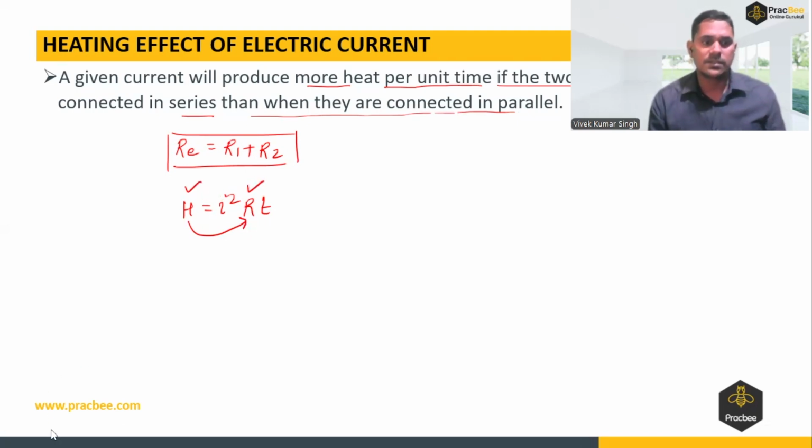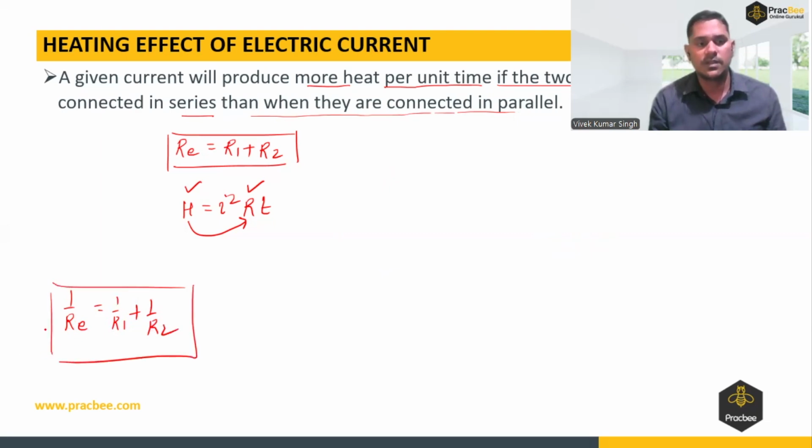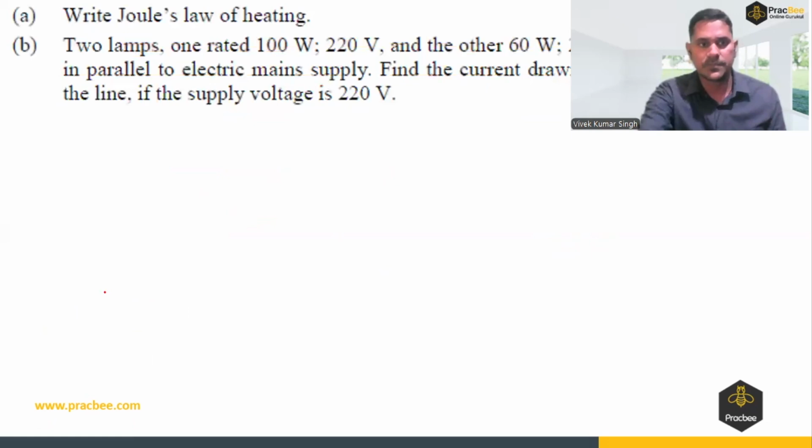In a parallel circuit, the equivalent resistance is smaller than the individual resistances of the circuit. We know that in a parallel circuit, 1 upon R equivalent is equal to 1 upon R1 plus 1 upon R2. So in a parallel circuit, the net effective resistance is smaller than the individual value of resistance. So in the parallel circuit, we'll be getting less amount of heat.